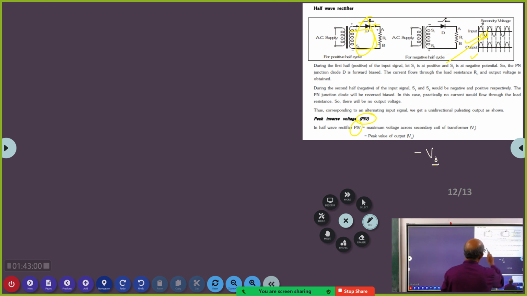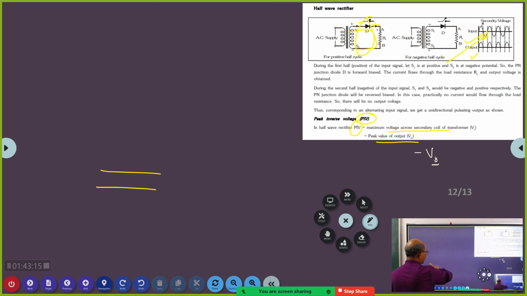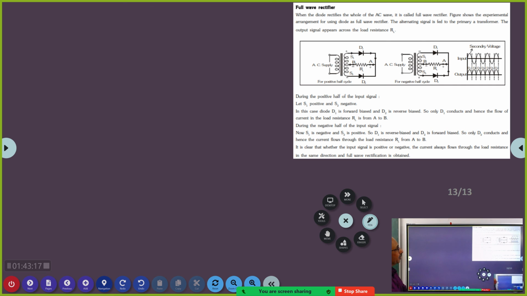So what in this case is the peak inverse voltage? The peak inverse voltage will be the maximum voltage across the secondary of the diode. Okay, quite simple. You will be using all the specifications, be careful.